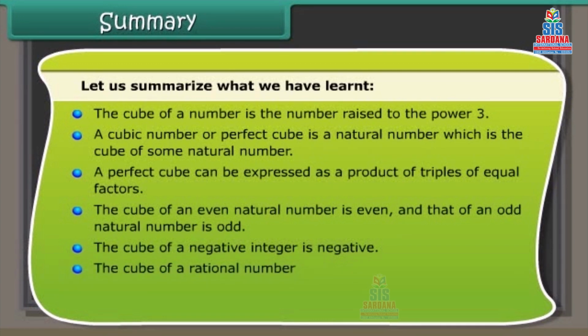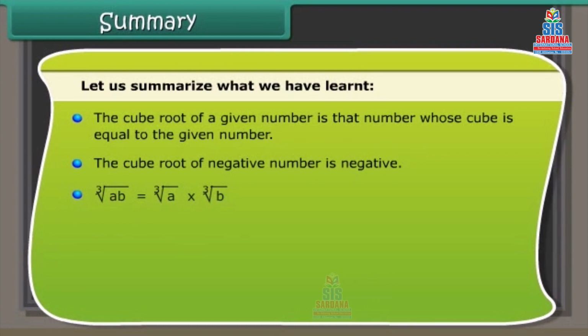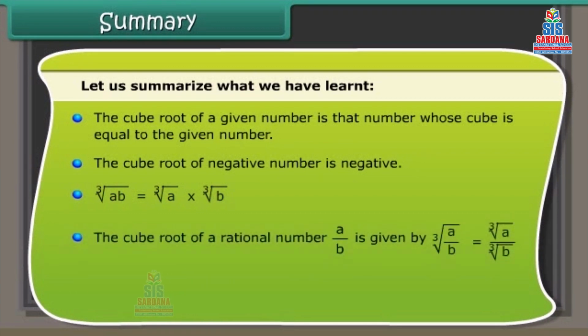The cube of a rational number a upon b is (a upon b) whole cubed, which is equal to a cubed upon b cubed. The cube root of a given number is that number whose cube is equal to the given number. The cube root of a negative number is negative. The cube root of ab is equal to the cube root of a times the cube root of b. The cube root of a rational number a upon b is given by the cube root of a upon b is equal to the cube root of a upon the cube root of b.